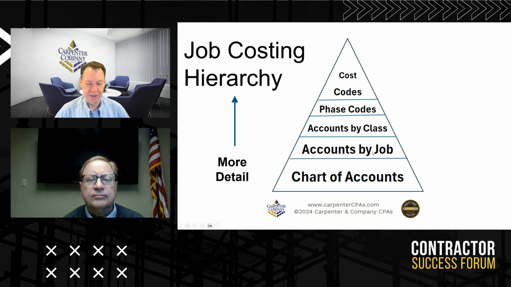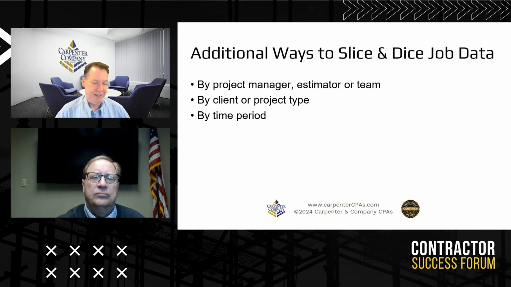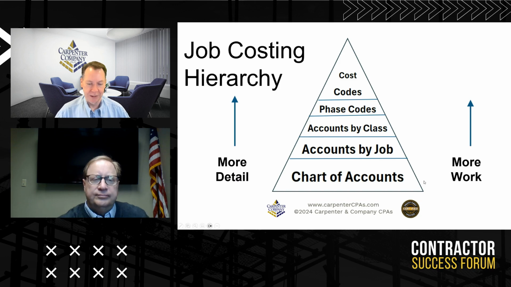The next level is using this chart of accounts by the job. Another way to slice and dice that is by class, or you could call that division. From the chart of accounts level, that's pretty much as far as you can go with that. I've got a couple of other ways you could slice and dice that: by project manager, or construction team, or by project type, or a particular client. But as we go up this hierarchy, it is more work to get that more detail.